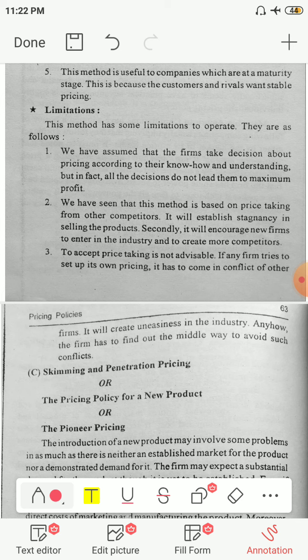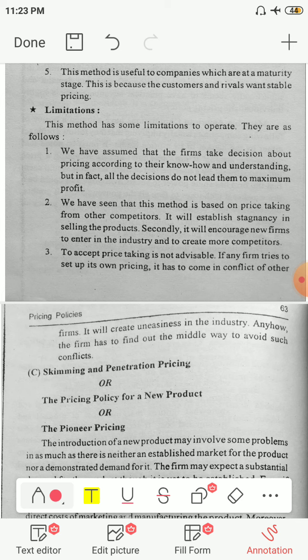Then next limitation is to accept price taking is not advisable. If any firm tries to set up its own pricing, it has to come in conflict with other firms. It will create uneasiness in the industry. Anyhow, the firm has to find out a middle way to avoid such conflicts. See, if you accept the price, then your ego is hurt, and if you decide your price, then either you will lose the customer or you have to face a strong rivalry from the market, from your competitors, which will take much of your time and efforts in facing a competition, not focusing on business. So it is better to follow the going rate pricing than to decide your own price.